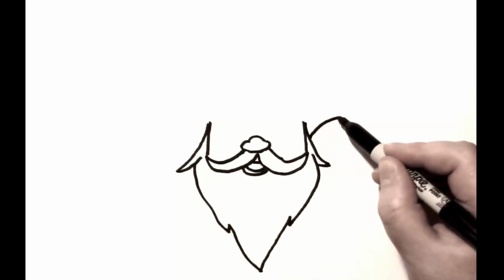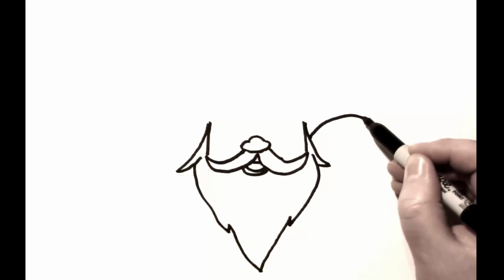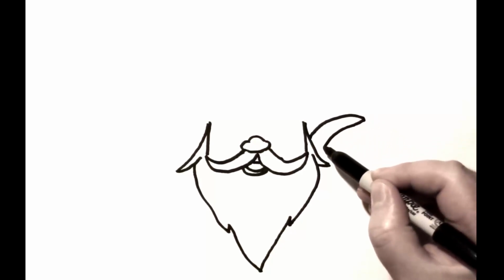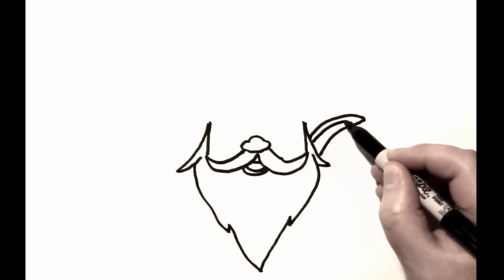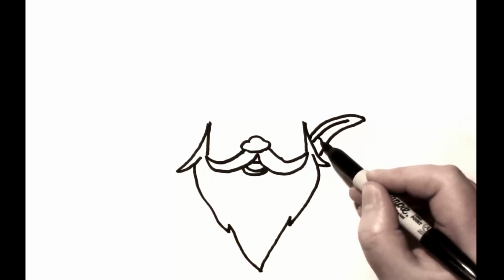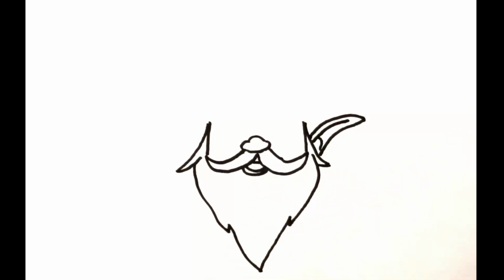Now I'll do the ears. Some gnomes have round ears and some pointy ones. I like the pointy ears. Inside the ears, draw an H and a backward H with a long line running parallel to the top of the ear.